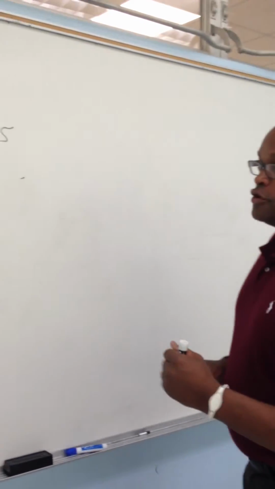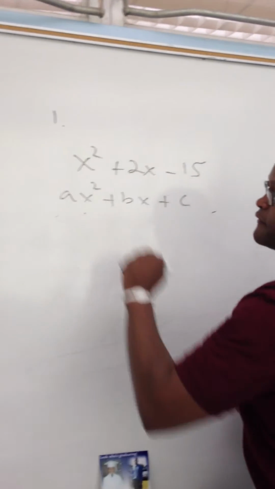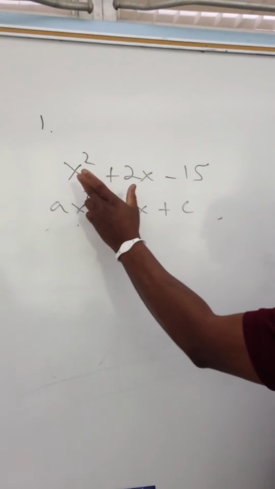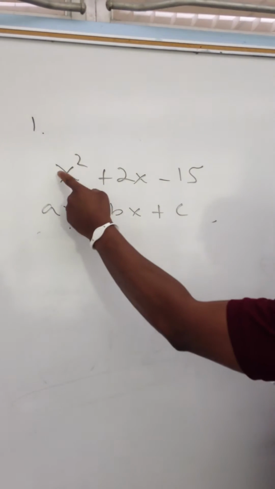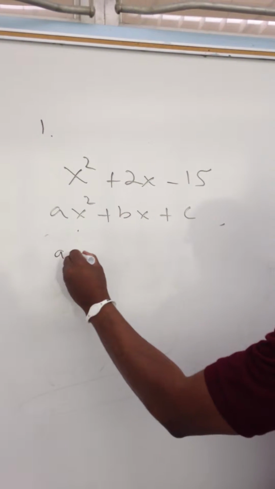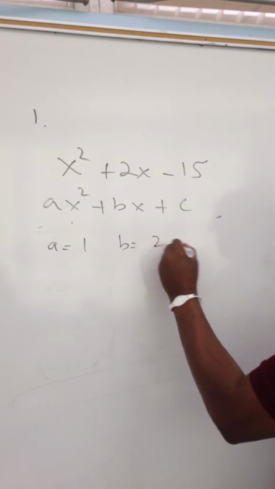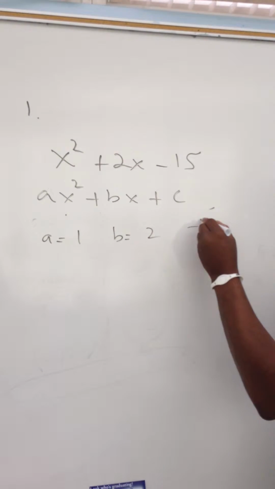So the first thing you want to do is always identify your coefficients. In other words, problem number 1 says x squared plus 2x minus 15. So they have to know that A is going to equal 1, B is going to equal 2, and C is going to equal negative 15.